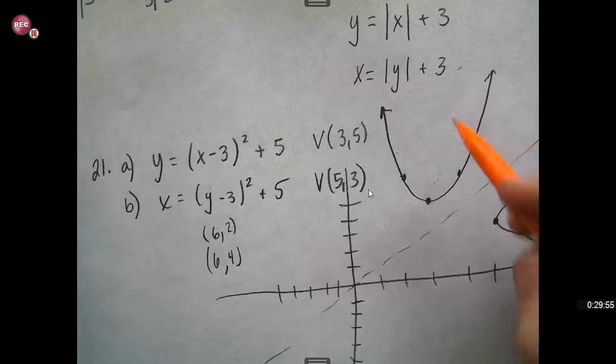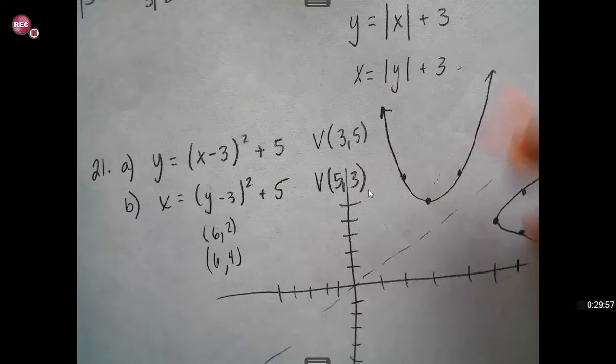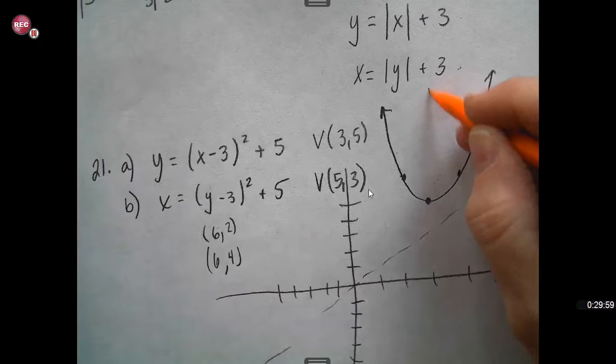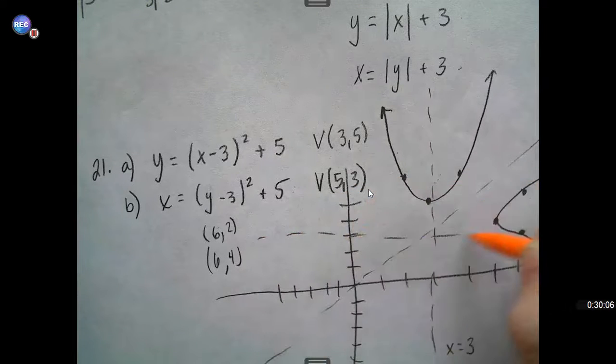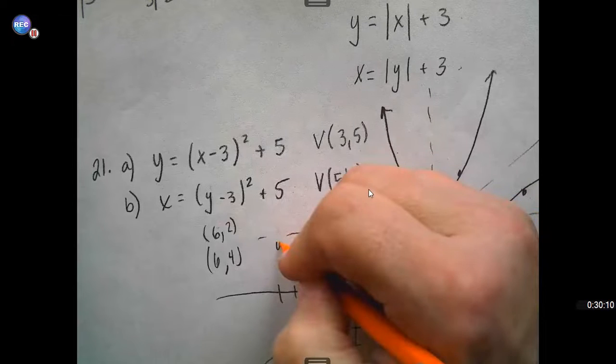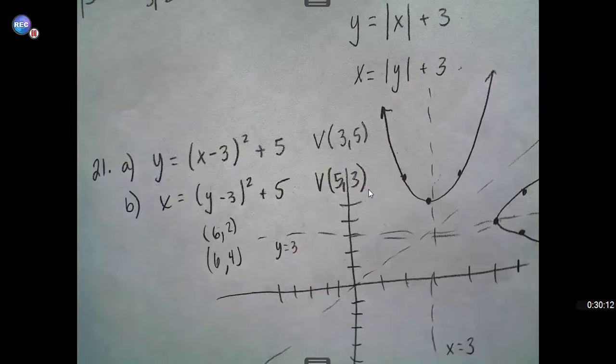They want you to show the axis of symmetry and the equation of the axis of symmetry. So this axis of symmetry would be x equals 3. This axis of symmetry would be y equals 3. The parabola that opens sideways, so the axis of symmetry for this one is going to be a horizontal line. I think that's all they wanted you to do for that.